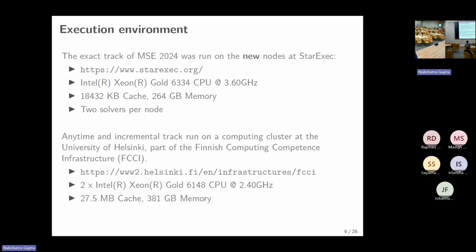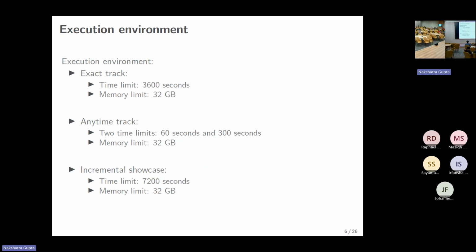Last time on the StarExec cluster; for the exact track, anytime and incremental have been running in our cluster in Helsinki. Thanks to both of these instances for providing us resources. 1 hour for the exact track, 60 seconds or 5 minutes for the anytime track, and a bit more for the incremental track because you're supposed to do many optimization calls.